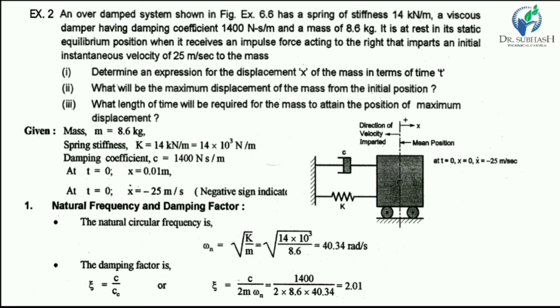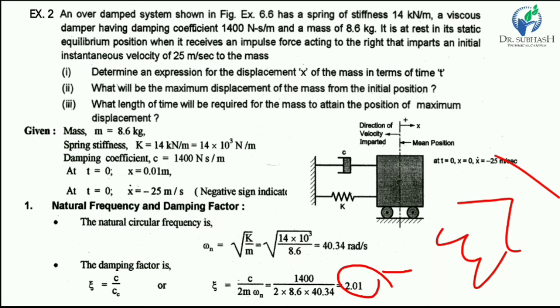Now, according to the boundary conditions, we find the displacement equation, but we first have to decide which case of damped vibration this is. So first we find the zeta value, C upon Cc. We have the damping coefficient, and we find the critical damping coefficient, which is 2m omega n. So the zeta value is 2.01. This is a case of overdamping because the zeta value is greater than 1.